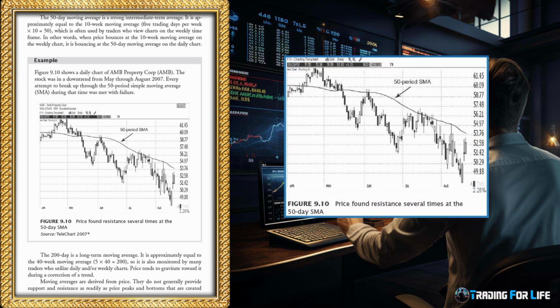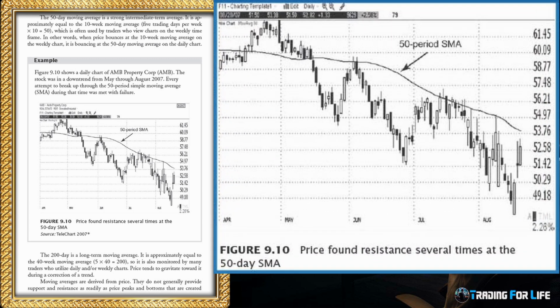Example: Figure 9.10 shows a daily chart of AMB Property Corp. (AMB). The stock was in a downtrend from May through August 2007. Every attempt to break up through the 50-period simple moving average (SMA) during that time was met with failure.